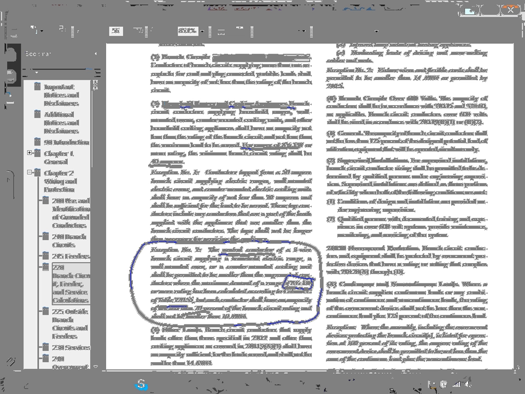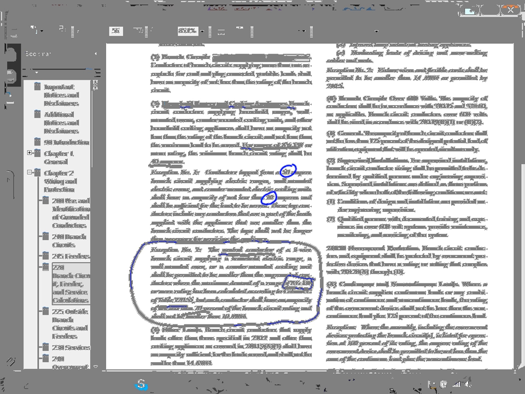This one is not that important. The tap over 50 amp, you can tap a 20 amp conductor from a 50 amp overcurrent device, not a big deal for us. But this exception number 2 for branch circuit is a big deal. Please highlight this. Okay?